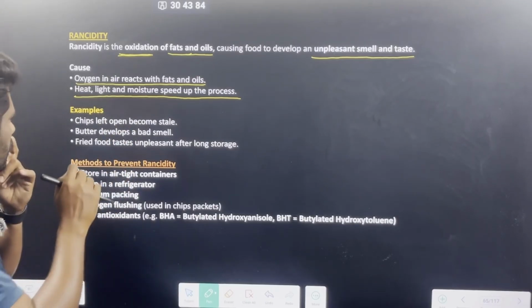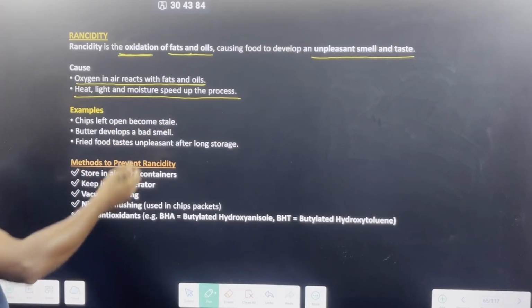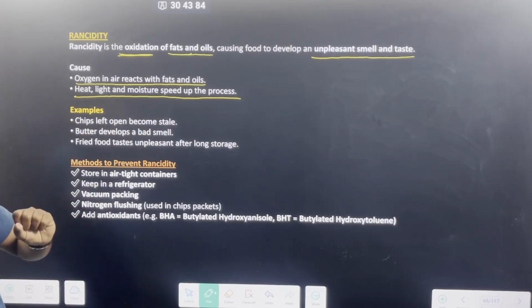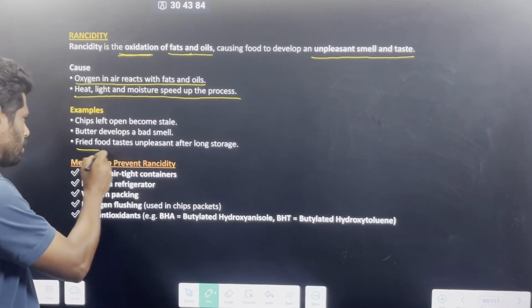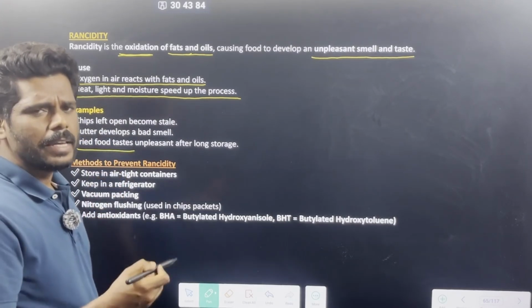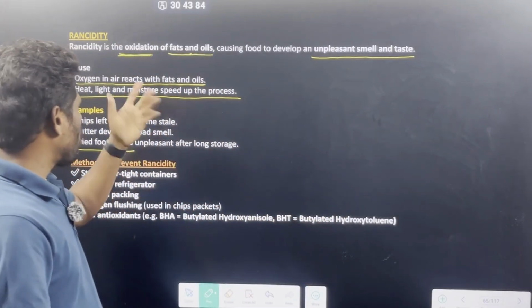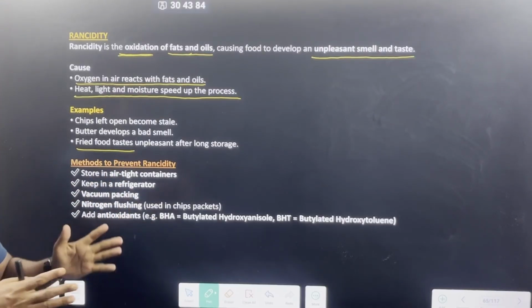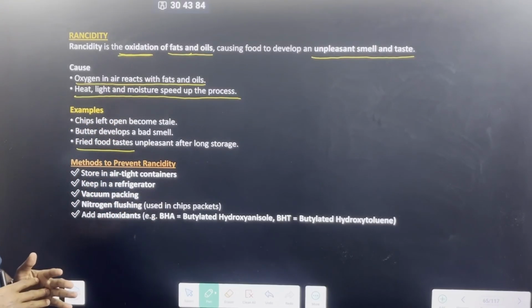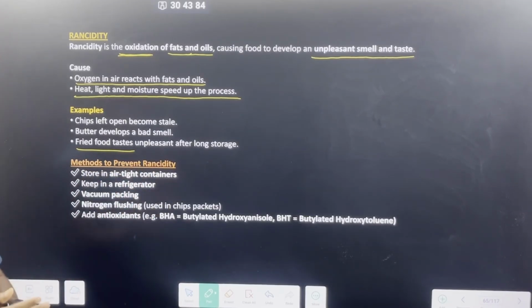What are the day-to-day life examples that we witness? Simple, as we have seen in the earlier case, the chips packet, and here it is mentioned about butter, and especially fried food items easily get spoiled, like biryani, because of the oxidation process. So how to prevent it, and what's the need to prevent it? Definitely to avoid the spoiling of food, right? To store it for as long as possible, especially food items like pickles.